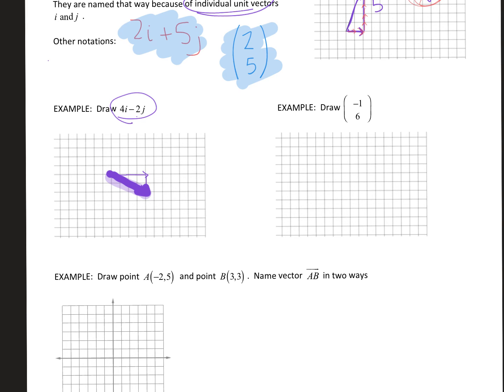So then this one, looking over here at this example, it wants me to go negative in the x direction, but positive in the y. So I'm going negative 1 and positive 6: 2, 3, 4, 5, 6. I'm trying to get from that starting point to that ending point. So here in green is the actual answer to this problem. That is the resultant vector.